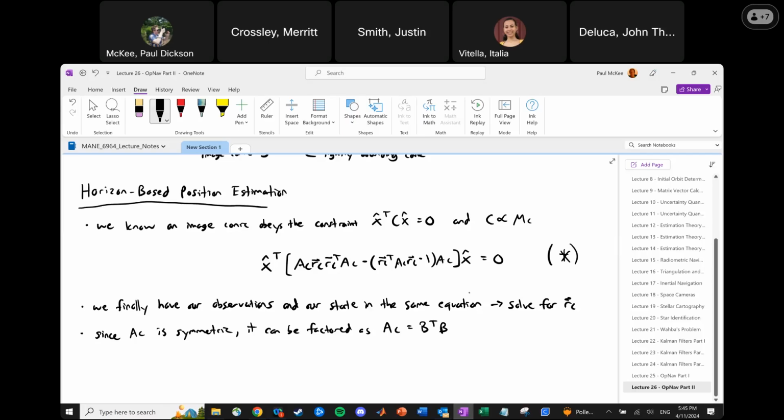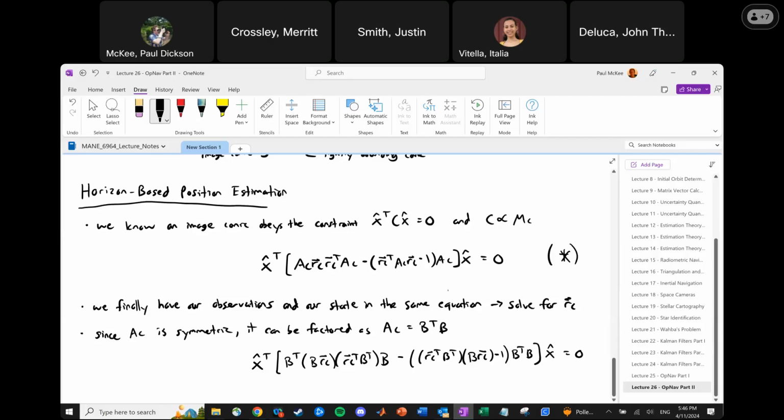Okay, so we're going to make sense out of B in a little bit, but we'll start with this. If AC was B transpose B, then our equation with the asterisk would look like X transpose, and let's see, this would be B transpose B RC, and then this would be RC transpose B transpose B minus RC transpose B transpose B RC minus 1 times B transpose B, X is equal to 0.